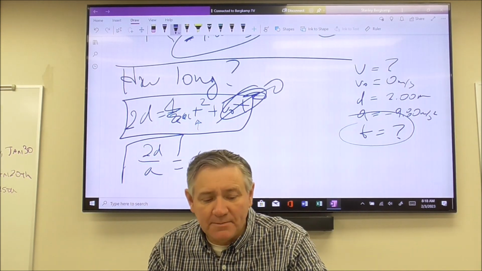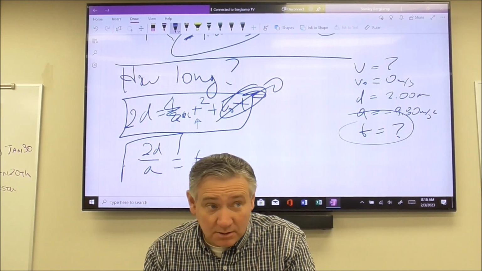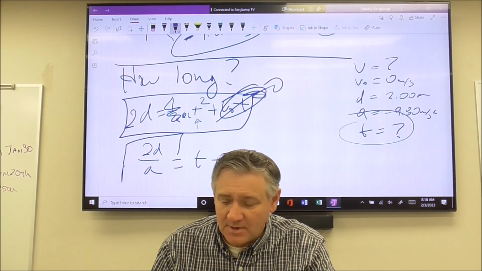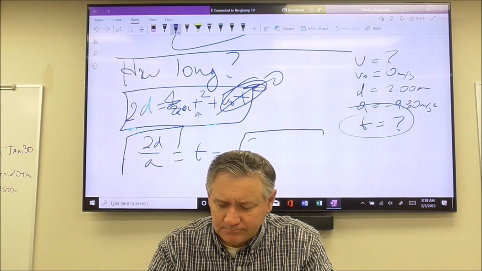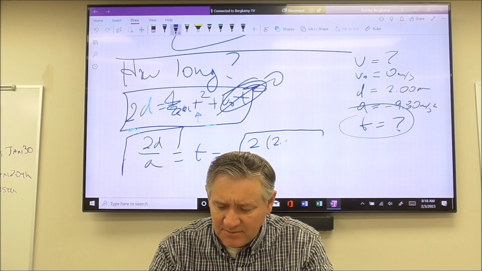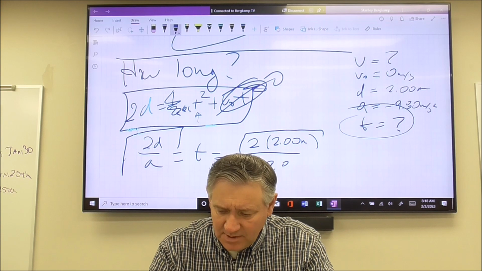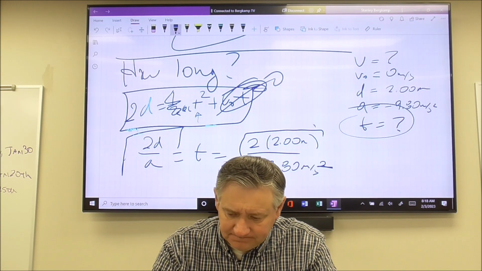Now, what I'm going to do next is wrong. Okay? It's wrong. Do not do what I'm about to do. Do not do this. So, okay, this is not a big deal. Height is 2 meters above the ground. Acceleration is negative 9.8 meters per second squared. Okay?